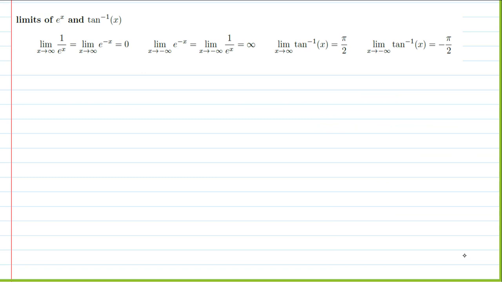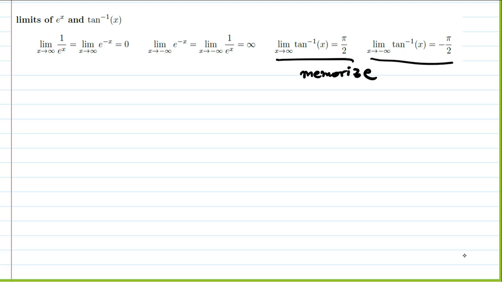So these are some limits of e to the x and the inverse tangent function. So the e's we can usually reason through. We could also reason through these two, but they really are two facts you're probably going to want to just memorize. Comes up often enough that we're not going to want to have to do the analysis. So we're going to want these hanging around in the back of our mind for whenever we need them.